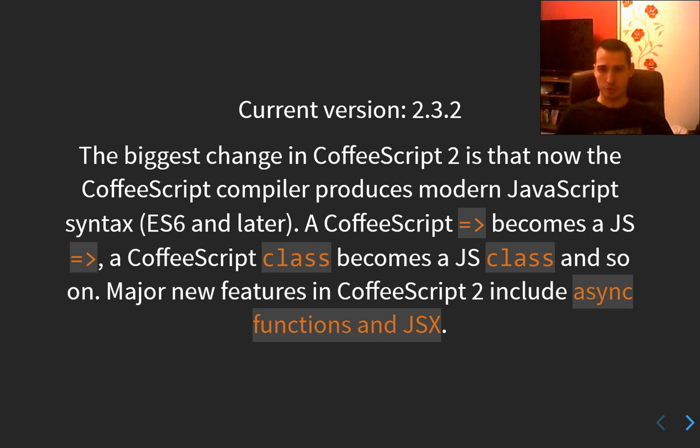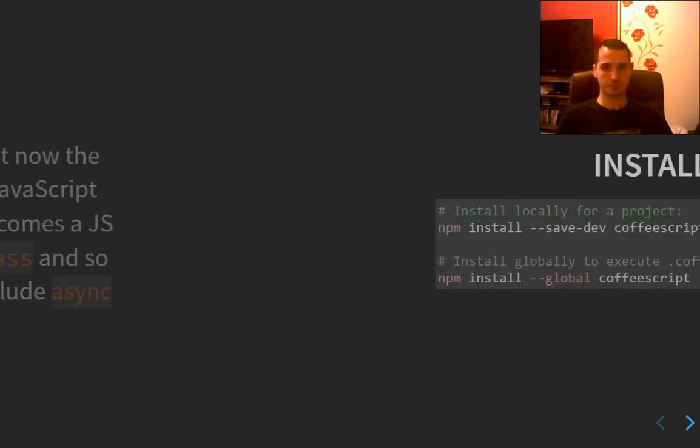Current version is 2.3.2. The biggest change in CoffeeScript 2 is that now the CoffeeScript compiler produces modern JavaScript syntax, ES6 and later. A CoffeeScript fat arrow becomes a JavaScript fat arrow, a CoffeeScript class becomes a JS class, and so on. Major new features in CoffeeScript 2 include async functions and JSX.